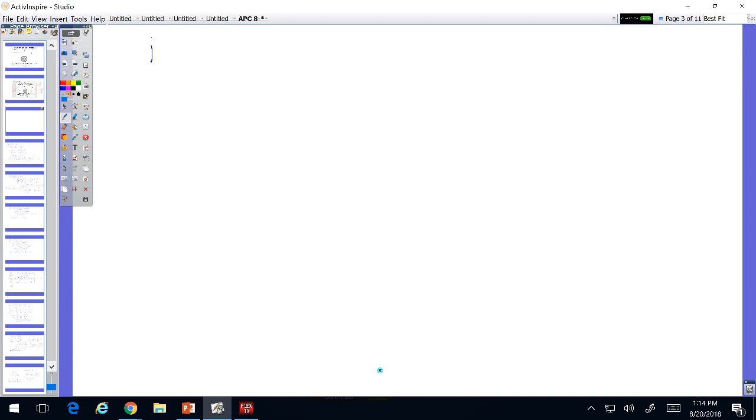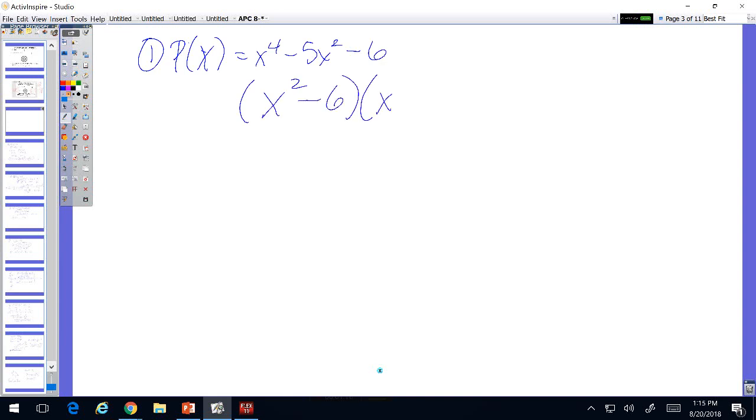All right, number one, P of x is equal to x to the fourth minus 5x squared minus 6. This is a quartic in quadratic form. We should factor. It factors to x squared minus 6 times x squared plus 1. That is as far as it factors over the set of integers.